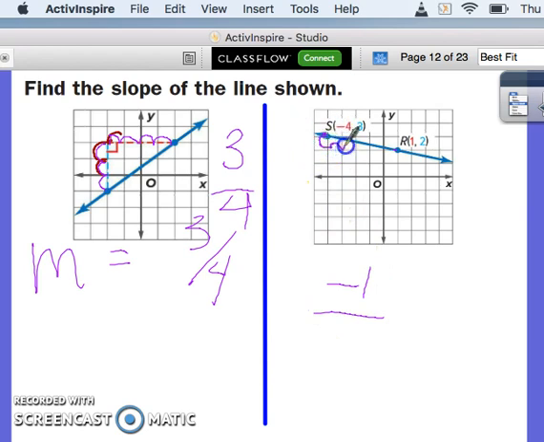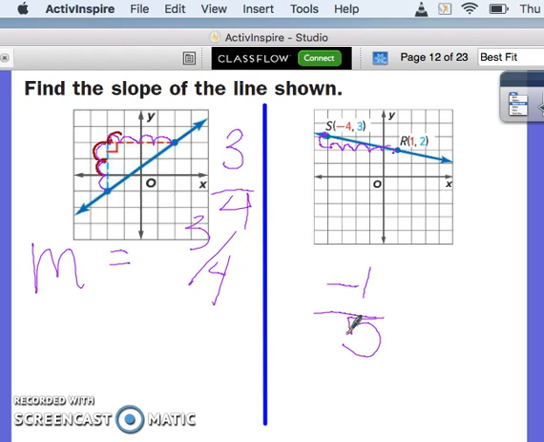go over 1, 2, 3, 4, 5. So I go over, or to the right, +5. Remember, if I go to the right, it's positive. If I go up, it's positive. If I go to the left, it's negative. And if I go down, it's negative.